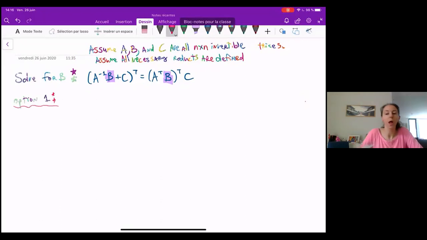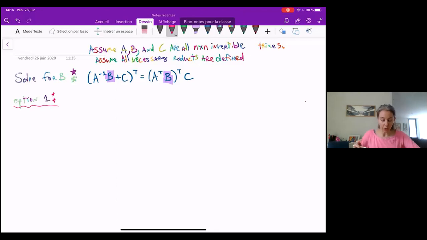And it's important to know that, like with regular algebra, there are often many different ways to solve a problem, to solve an equation. So if I'm trying to isolate B here, there's not going to be just one way that I can go about it. So we're going to start with one way and then do another.